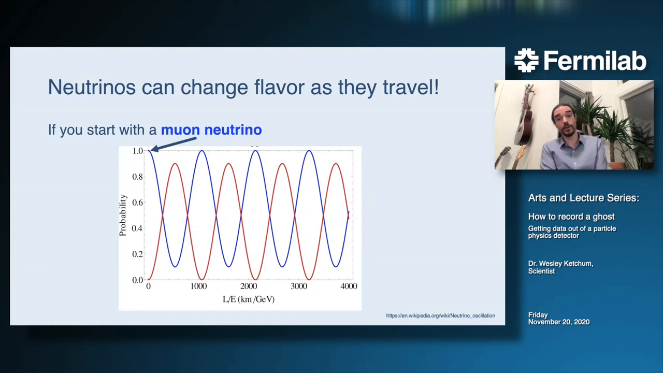So how does this work? If you start with, say, a muon neutrino and produce a muon neutrino, which we'll look at in this blue color here.